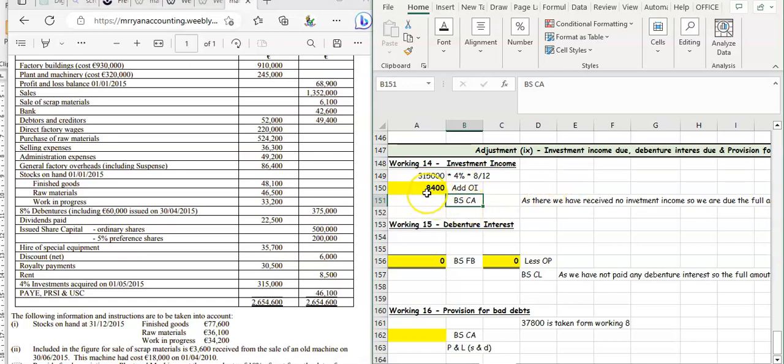So this 8,400 is the yearly investment we're supposed to receive. That goes into add operating income. And because we haven't received any investments, then that's the total amount that's due to be received. And that's the first part of adjustment 9, which is your investment income due.